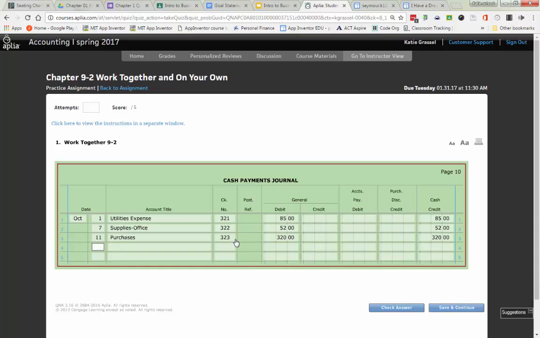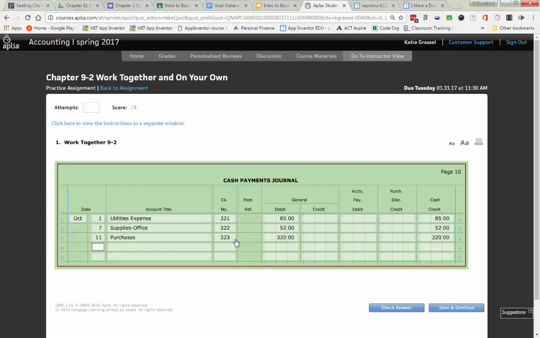Most common mistake I see from this transaction: students put 800 here, then they put 320 here, and then they put the discount there, but that's not what a purchases discount is. A trade discount is different than a purchases discount. Let's take a look at the 17th.